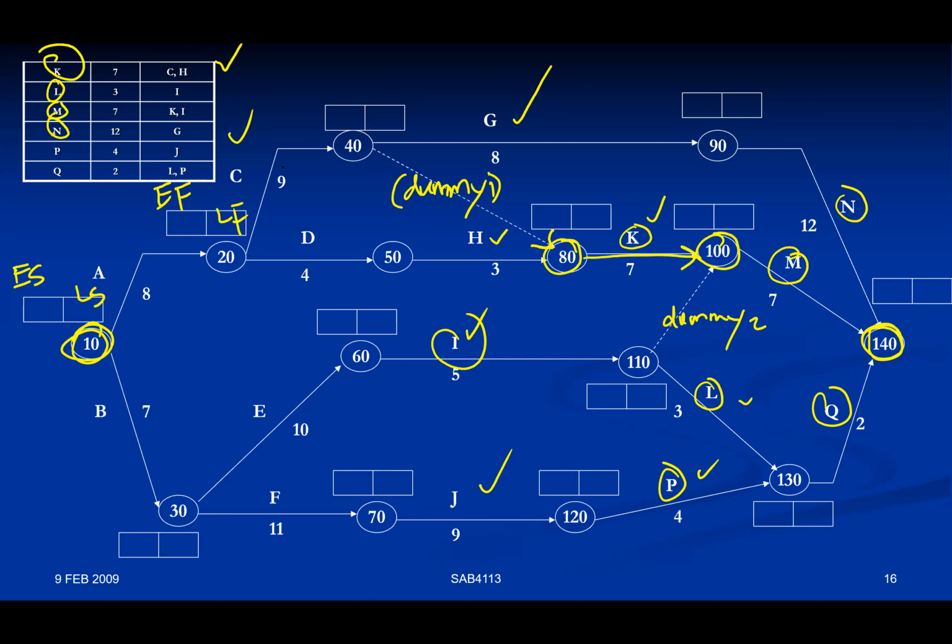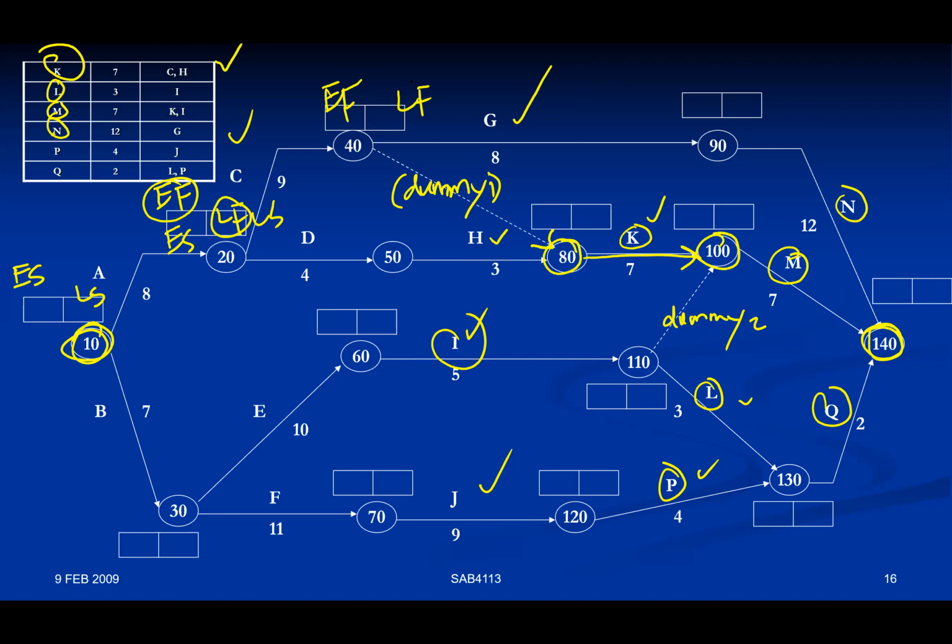Each activity does have early start, early finish, late start, late finish. But you notice that for A it is early start, early finish, late start, late finish. But how about, for instance, C? C also has early start, early finish, late start, late finish. But then for C, this early finish will be changed to the early start of C. This will be early finish. This will be late start. This will be late finish.